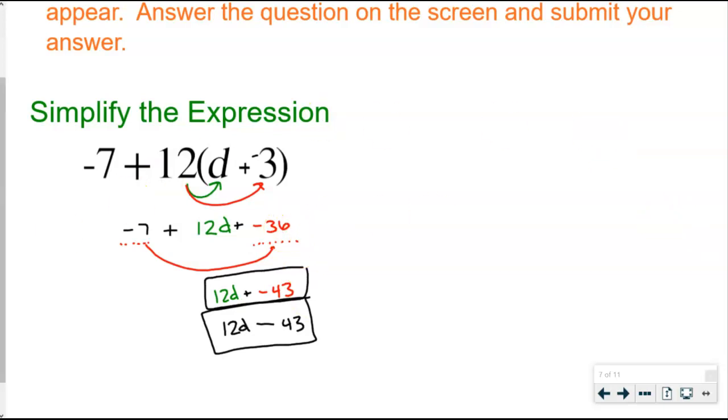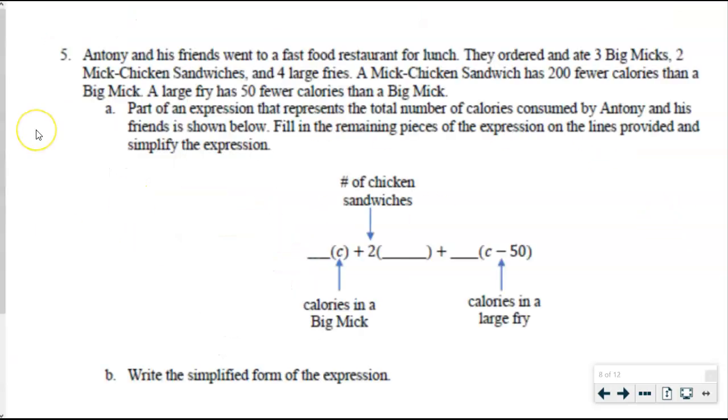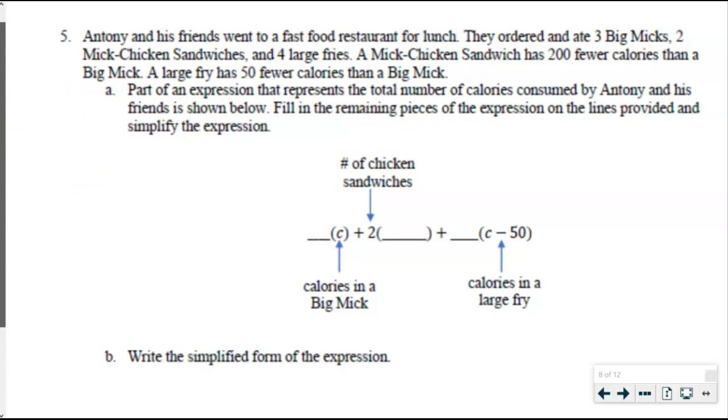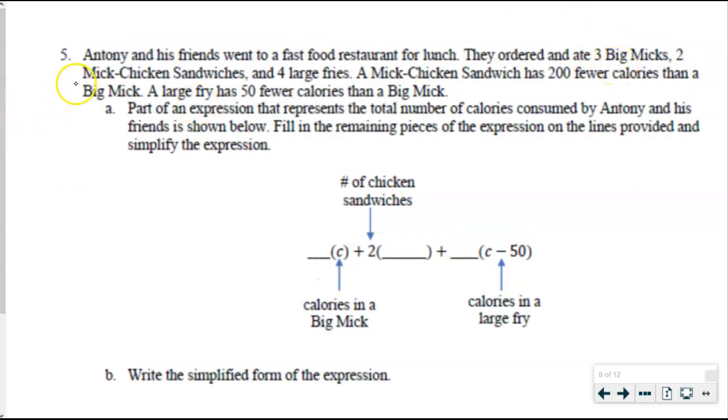At the end of our last lesson, I said that we were going to finish up this problem, so let's do this problem. The situation is Anthony and his friends went to a fast food restaurant for lunch. They ordered and ate 3 Big Macs, 2 McChicken sandwiches, and 4 large fries. A McChicken sandwich has 200 fewer calories than a Big Mac, and a large fry has 50 fewer calories than a Big Mac.